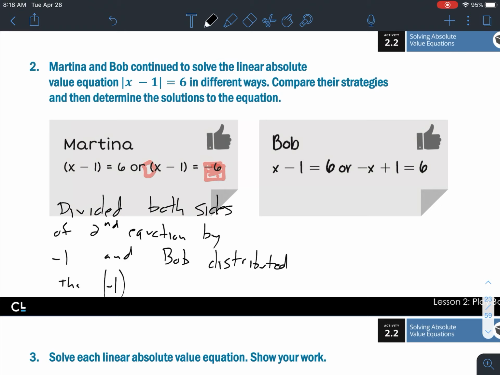So if we do the math on here, let's look at Bob's. We add 1 on each side. x is equal to 7. And if we minus 1 on each side, we get negative x is equal to 5, divided by negative 1 because it's technically a 1 in front of the x. It gives you x is equal to negative 5.